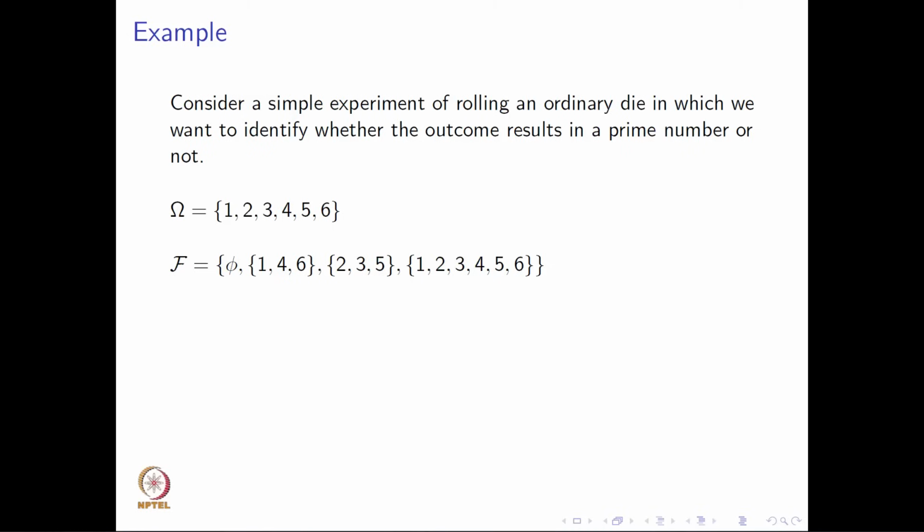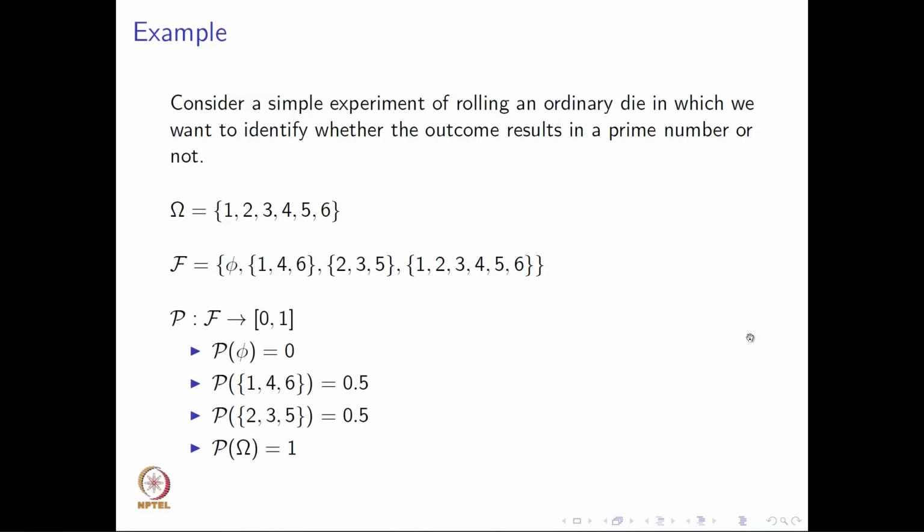Please verify that the sigma-algebra listed here does actually satisfy the 3 properties that we had discussed above. The final component is the probability measure. The probability measure assigns a value between 0 and 1, that is the probability value, to each of the components of the sigma-algebra. Here the values listed assume that the die is fair, in the sense that the probability of each face is equal to 1 by 6.